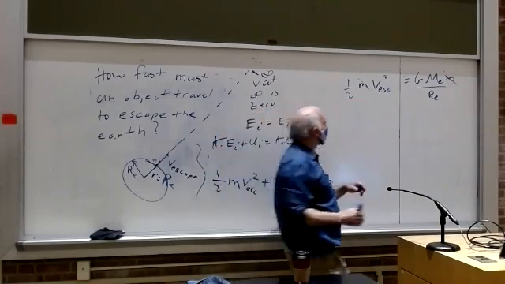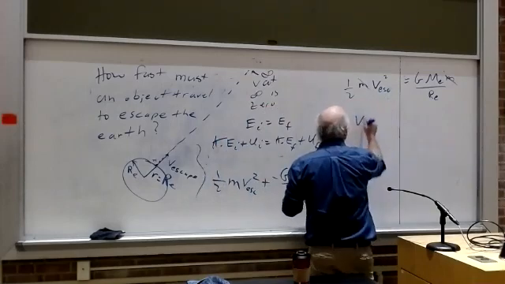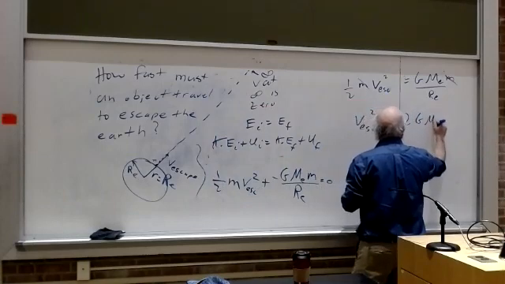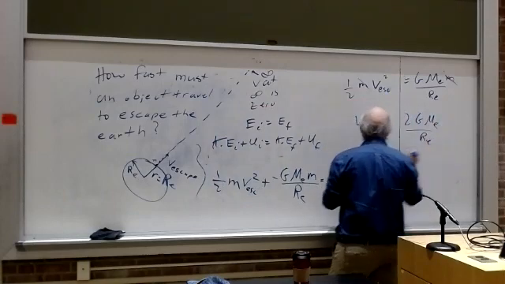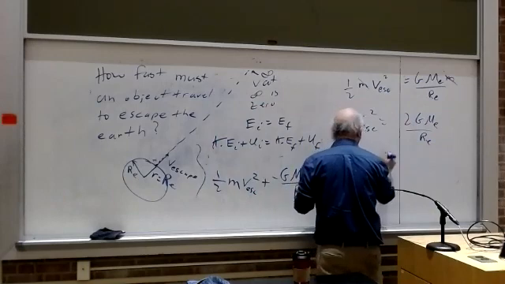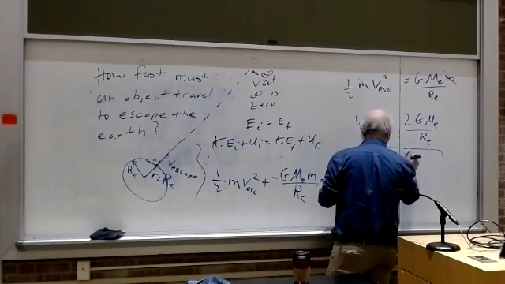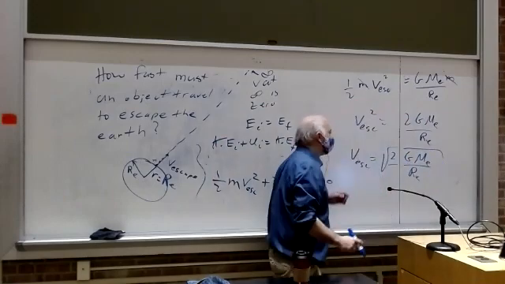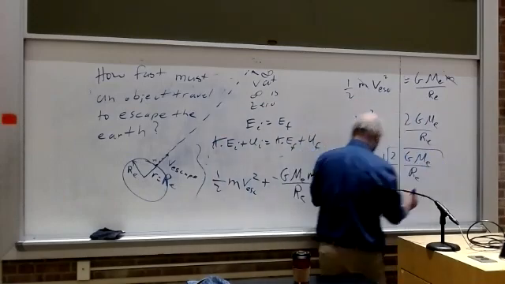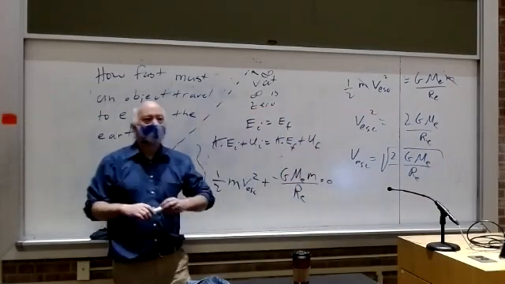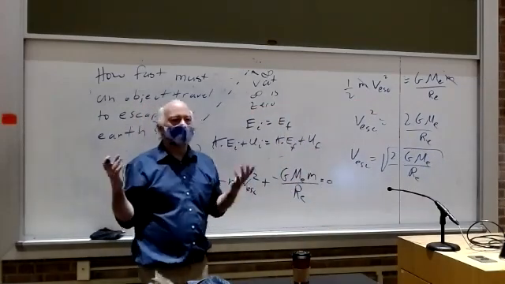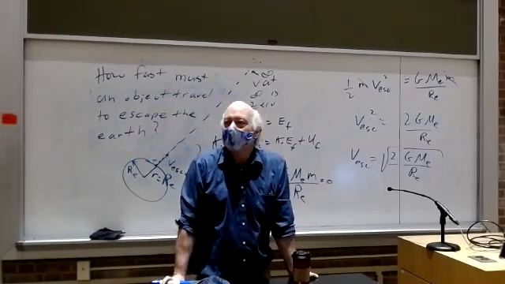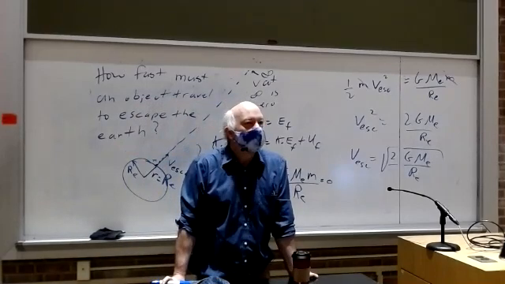Okay, so the little m's cancel. I want to solve for this via escape. So I take the 2 over here. Take the square root, and this is my escape velocity. If you work it out, it's actually quite large. It's several kilometers per second. It's actually quite high.